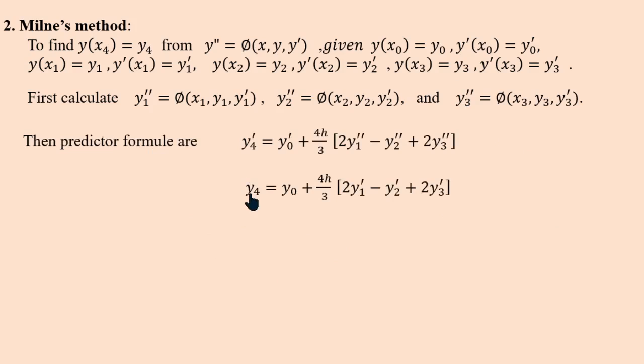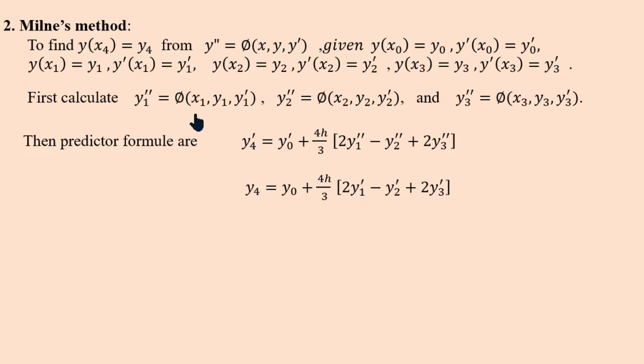Then use the predictor formula. Actually, the predictor formula for y4 is y4 equal to y0 plus 4h by 3, 2y1 dash minus y2 dash plus 2y3 dash. That you know. And hence y4 dash is y0 dash plus 4h by 3, 2y1 double dash minus y2 double dash plus 2y3 double dash. First calculate y4 dash by substituting these values here, and then calculate y4 by substituting the given values y1 dash, y2 dash, y3 dash.